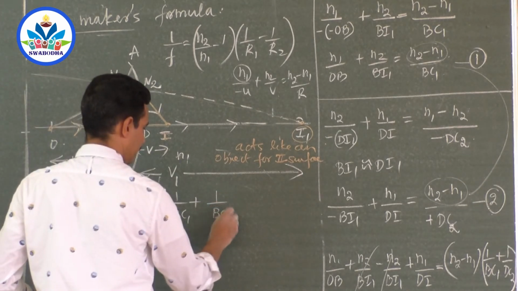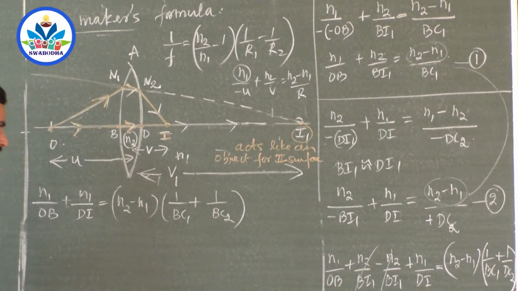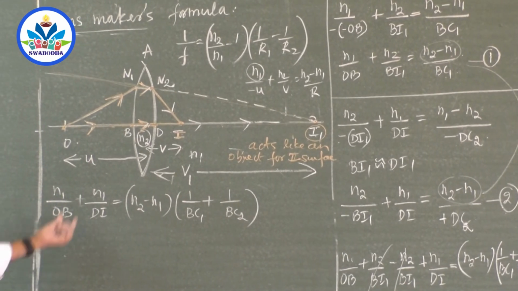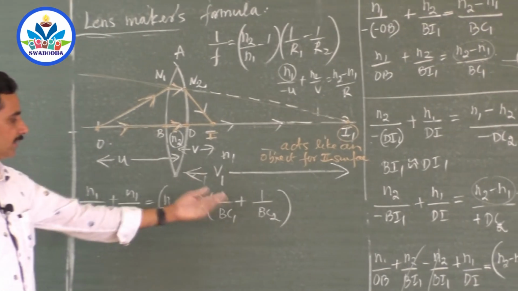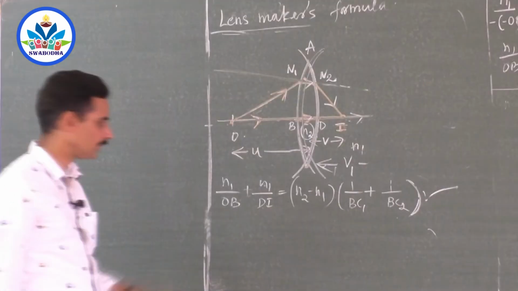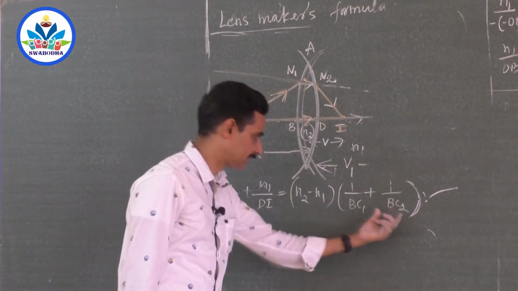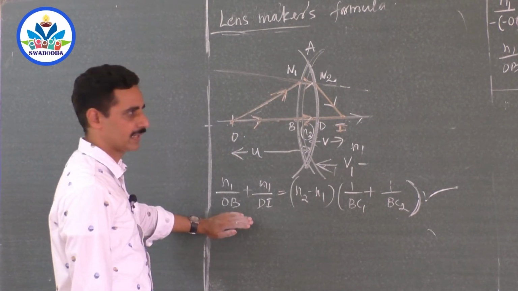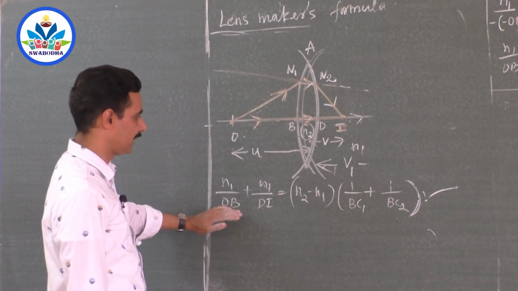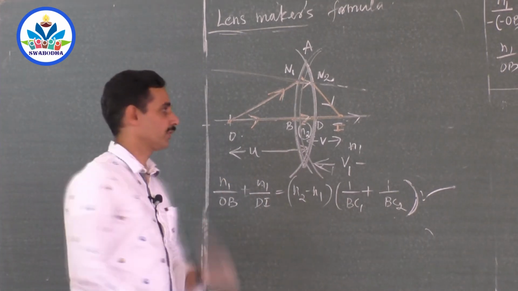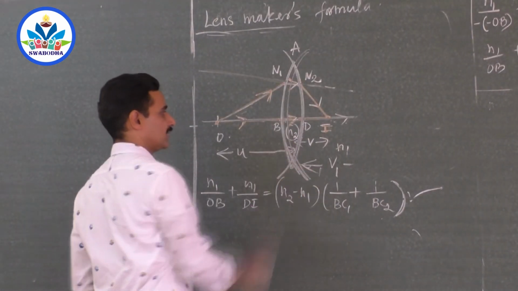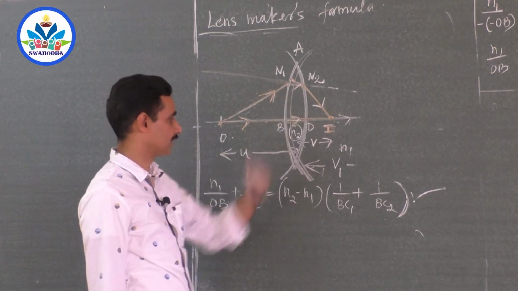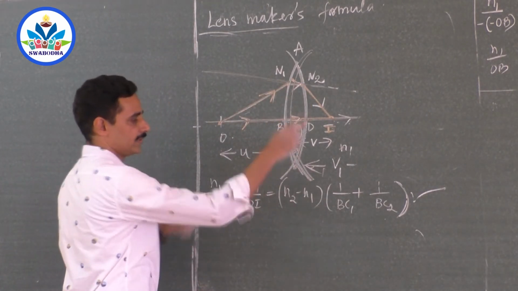BC2). You have this formula in your book, so no problem. Is it all right? n1 by OB, n1 by DI, (n2 minus n1) into (1 by BC1 plus 1 by BC2). If you want to apply this equation, you have to apply the sign conventions once again, because this equation is obtained by adding the equations for both the surfaces. We have written the equation for refraction at the first surface and at the second surface. Finally we got this equation by adding them.